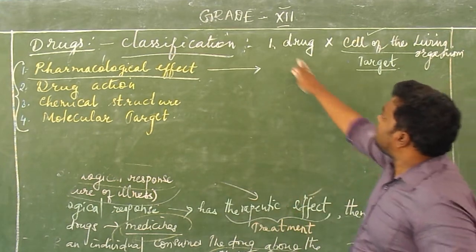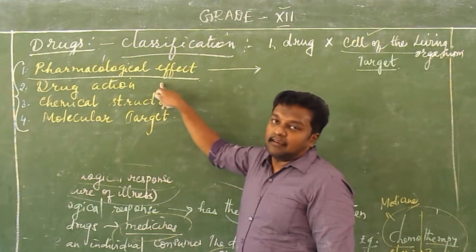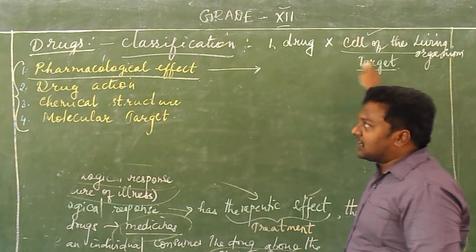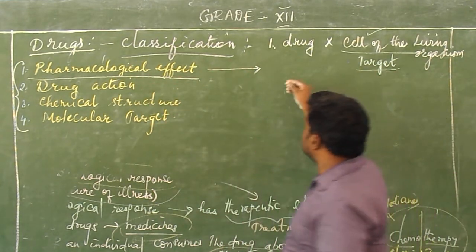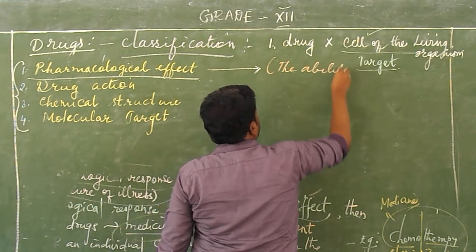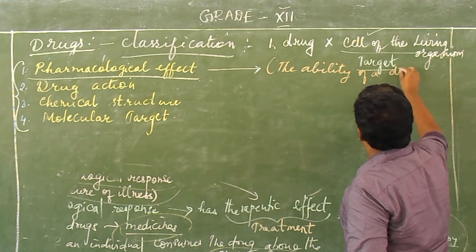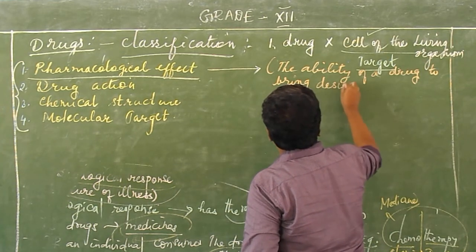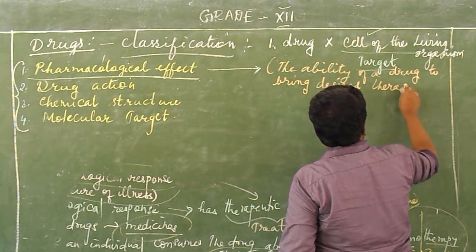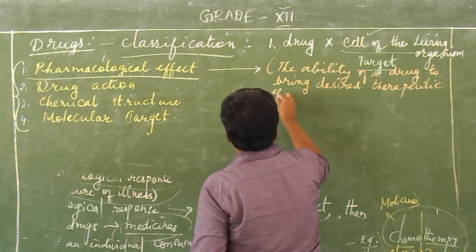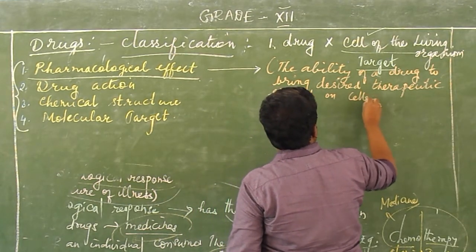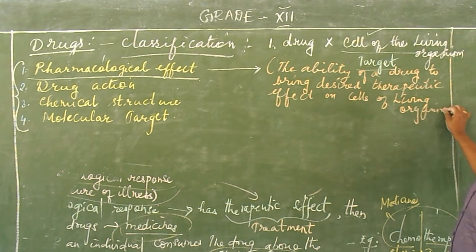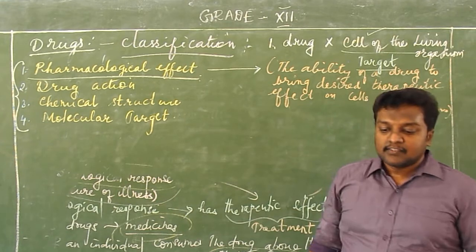But what statement can be given in a simplified way? I have written it like this. The statement: the ability of a particular drug to bring about the desired therapeutic effect on the cells of the living organism, we are calling it pharmacological effect. What is that? The ability of a drug to bring the desired therapeutic effect on cells of living organisms, then we are calling it pharmacological effect.